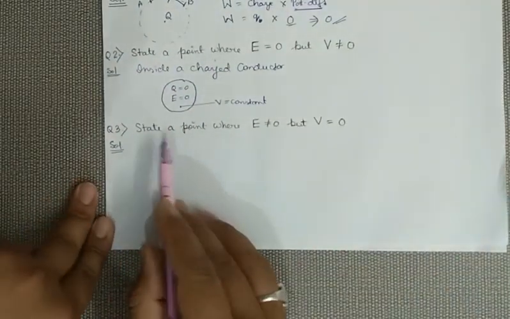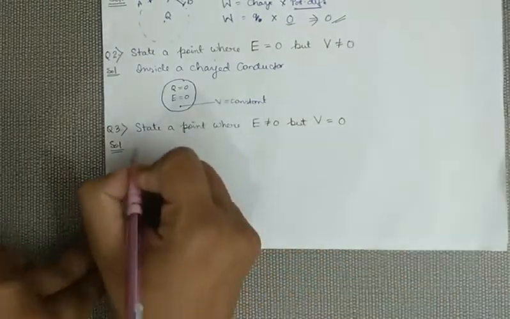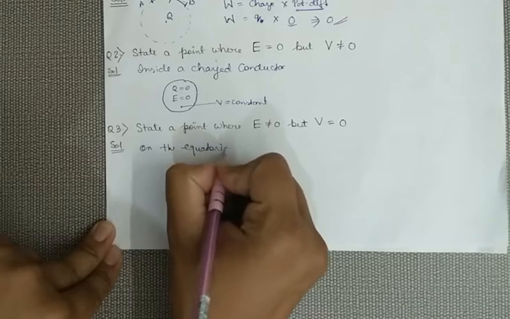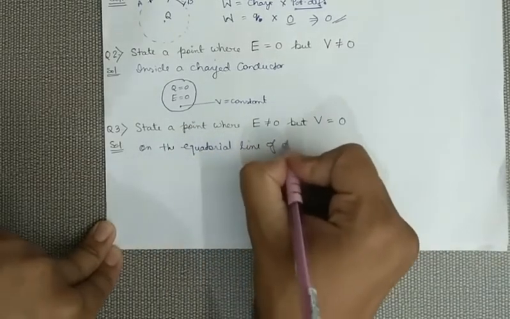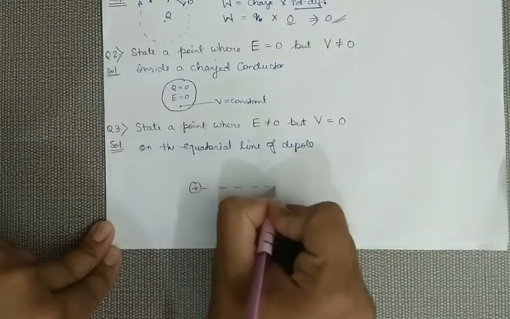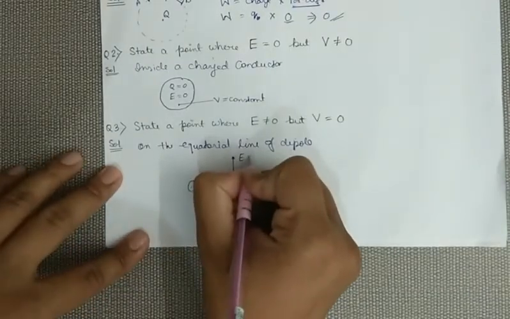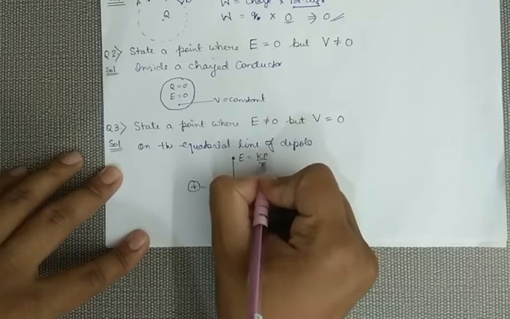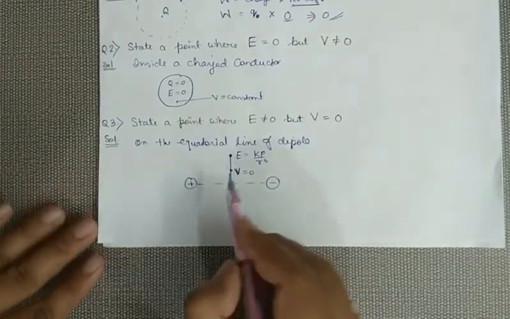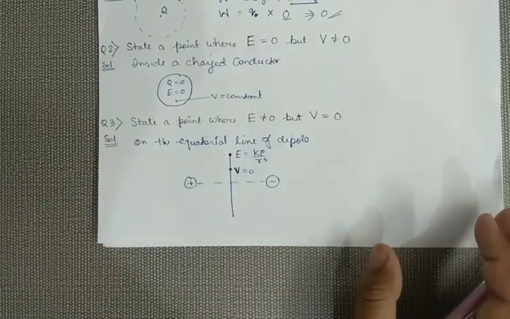Now the third one is a point where this time electric field is not zero but potential is zero. So remember, on the equatorial line of a dipole, if a dipole is given to us, then on this equatorial line the electric field is given as kp by r cube, but at any point on this line the potential is always zero. So on the equatorial line of a dipole the electric field exists but potential is always equal to zero.